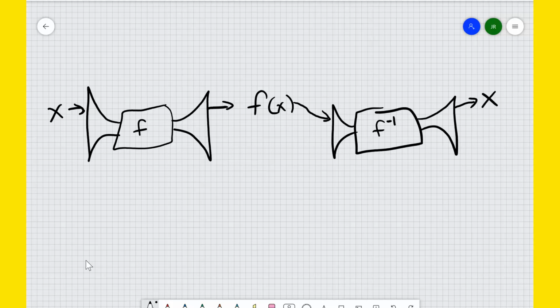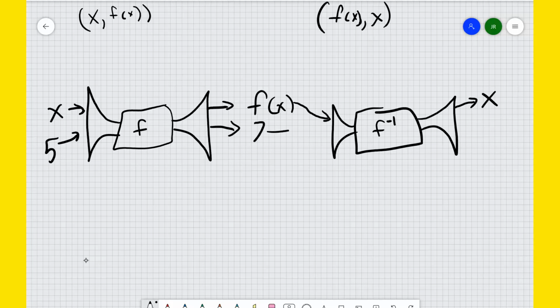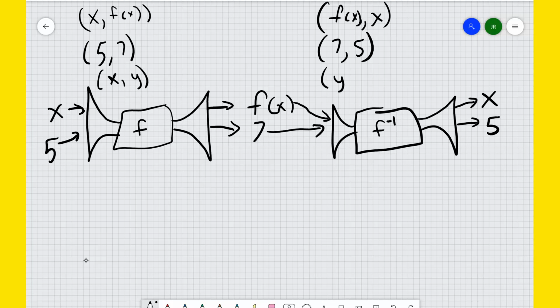So if we had the ordered pair x, f of x in this function, then in the inverse function we're going to have f of x, x. So let's say 5 went into this function, and it came out as a 7. Then put 7 into the inverse, it's going to come back out as a 5. So if you have 5, 7 on that one, you're going to have 7, 5 over here. So another way you might say, if you have x, y here, you're going to have y, x here.